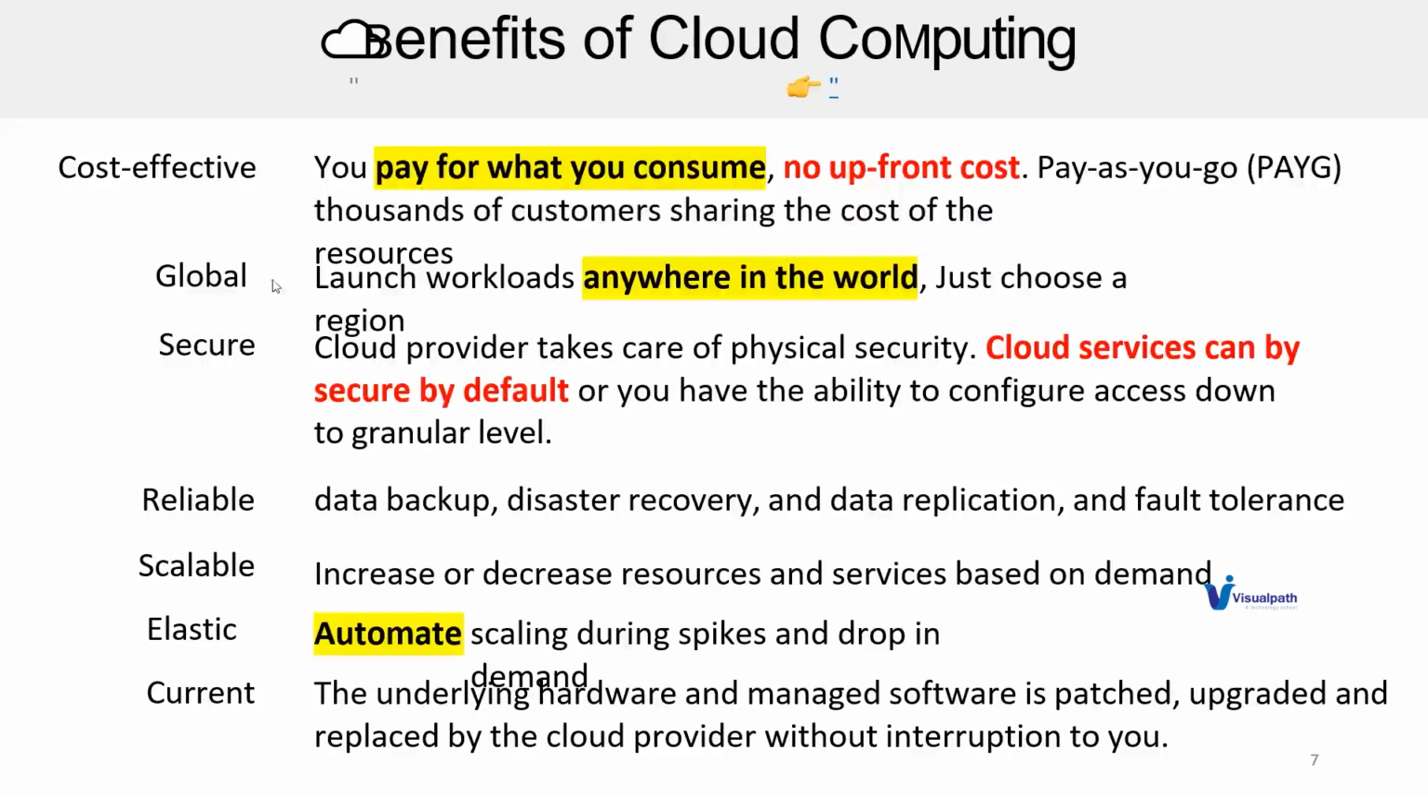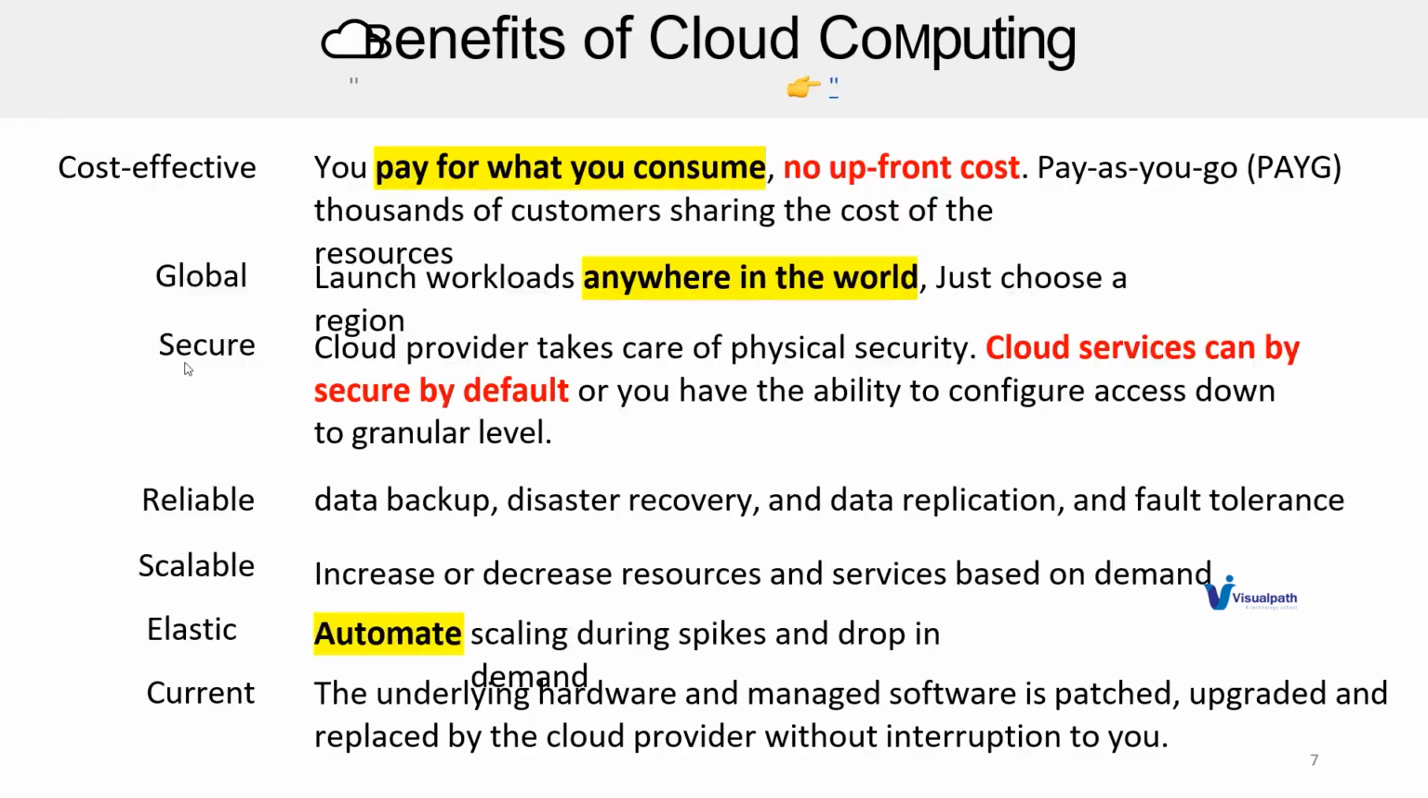And then global launch. That means if you are in India, you have the option of launching those particular resources in the US. If you are in the US, you have the option of launching those resources in Australia. That means you can launch these resources anywhere in the world. That's why it is called global.